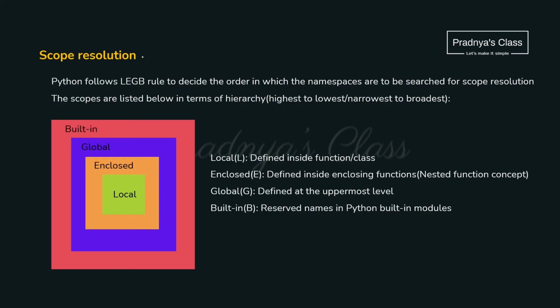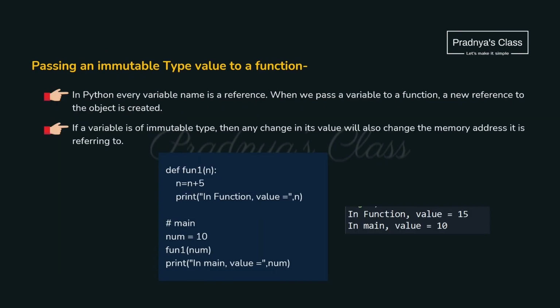That's why Python follows this LEGB rule. First the local variable will get considered, then enclosed, global and then built-in. For now we will concentrate on local and global variables. Here is one more concept when we are dealing with function, that passing mutable data type and immutable data type. First let's understand what happens when we pass immutable data type to the function.